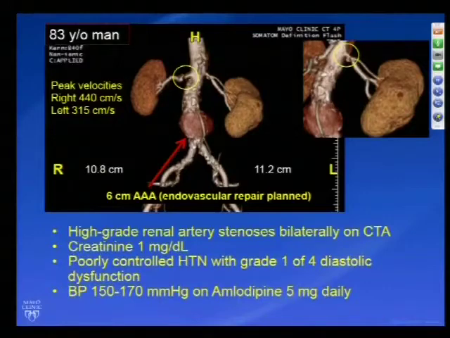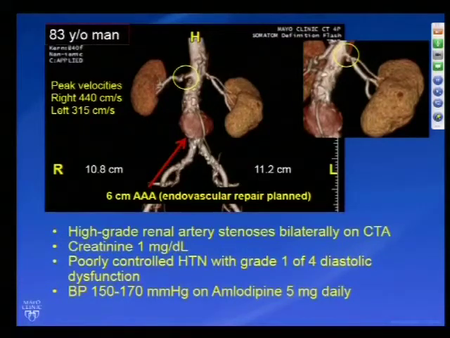This patient's creatinine was normal, was 1. He did have poorly controlled hypertension with a grade 1 out of 4 diastolic dysfunction, and his blood pressure wasn't perfect, but he was only on amlodipine 5 milligrams. So this is a very different scenario. He never presented with pulmonary edema or worsening kidney function, but this is what we obtained. And his blood pressure, even not controlled, he was not on a significant dose of medication.